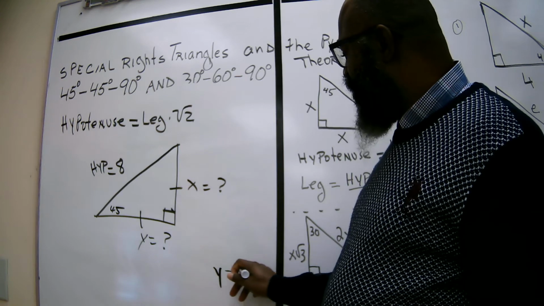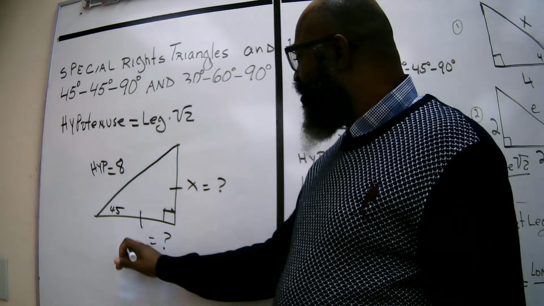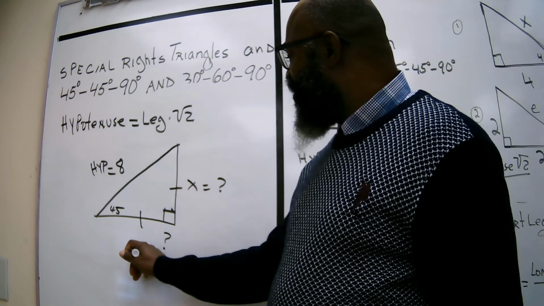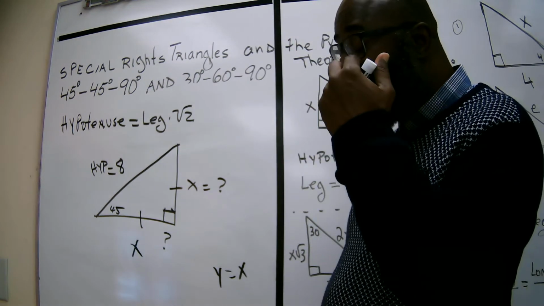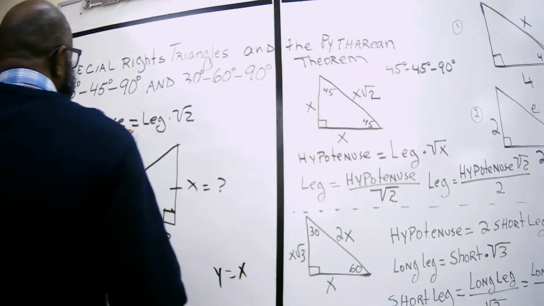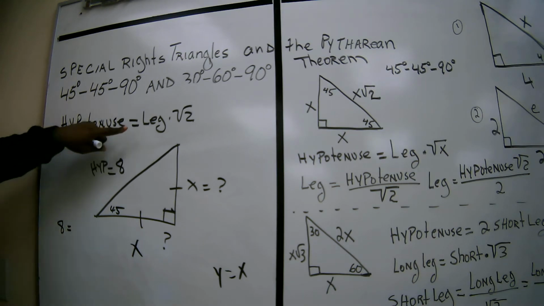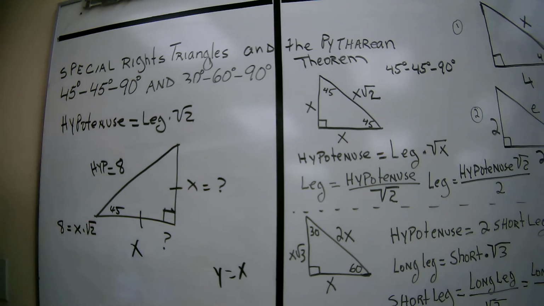X is equal to x. Then I can substitute wherever I see x, I can replace it by y. Alright? Or wherever else, then I can let y is equal to x. Therefore, x is equal to x. Alright? Now, let's go into that rule. It says the hypotenuse is 8. Right? Then I'm going to have 8 is equal to the legs, which is x, times square root of 2. That's our equation by using substitution.